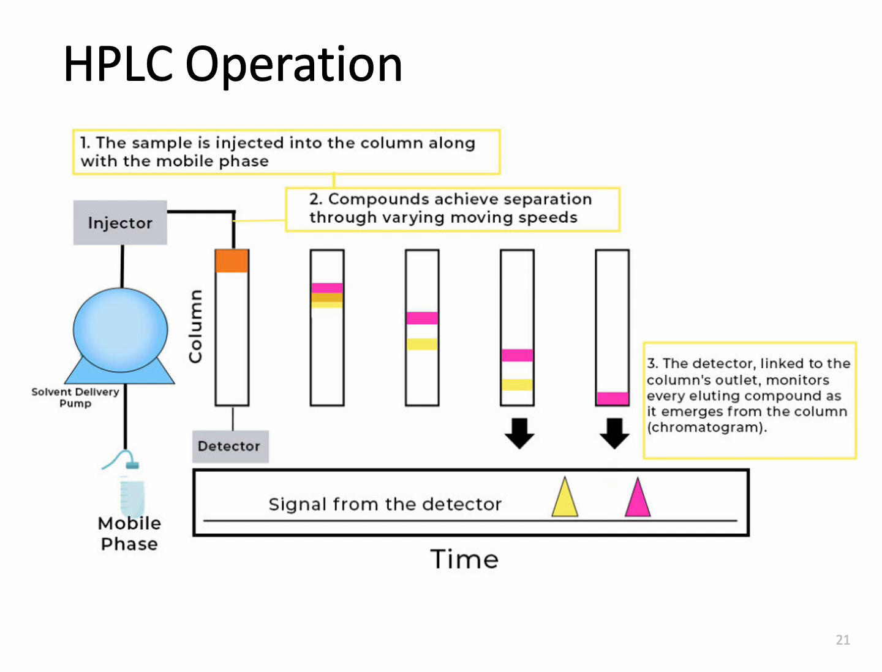And here what happens is that when we again get the signal, we are going to see the yellow band that comes first because it has less interaction with the stationary phase, and then we will see the pink band that is going to be detected. And of course, they can be collected as well.